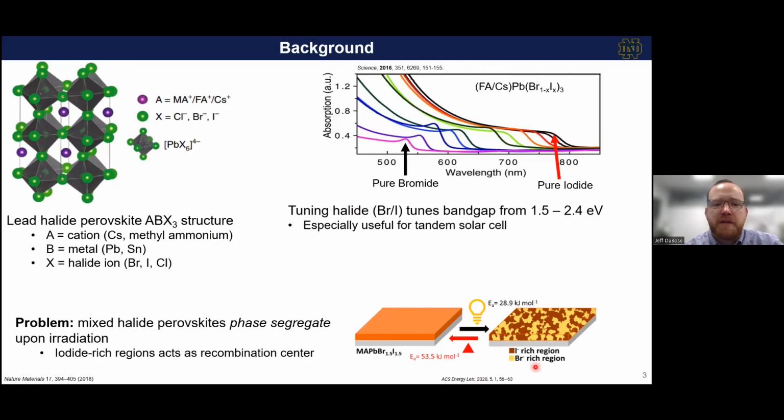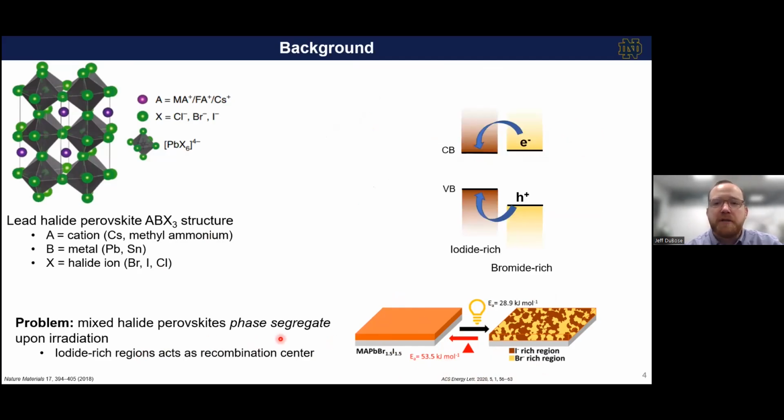The reason this is an issue is these iodide-rich regions act as charge recombination centers. Going back to the band diagram picture, you have a wider band gap bromide-rich domain right next to a lower band gap iodide-rich domain. All of your charge carriers are going to want to go directly downhill, and you're going to start getting a lot of recombination. Those important charge carriers that you spend all this time producing end up getting lost to radiative and non-radiative recombination pathways, and this essentially kills your efficiency.